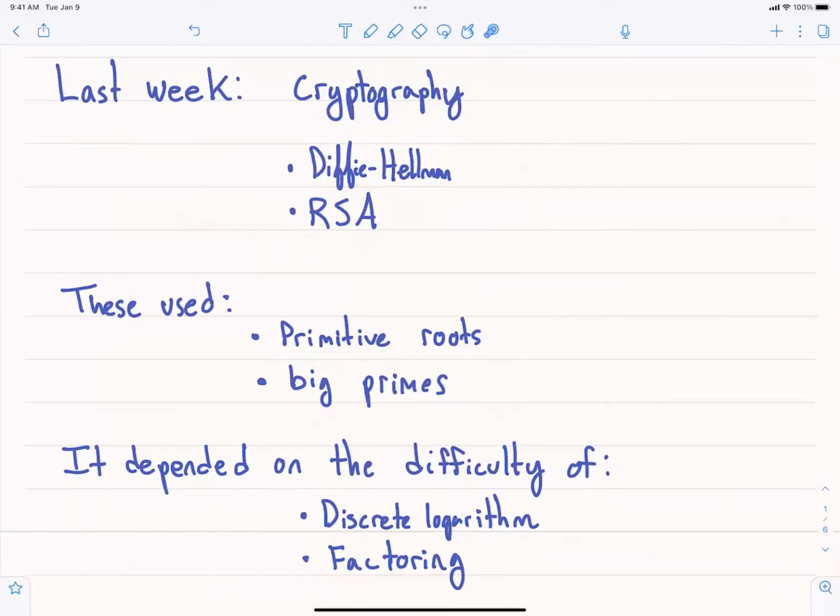So today we're going to focus on primitive roots and discrete logarithm. And then on Thursday, we're going to talk a little bit about big primes.